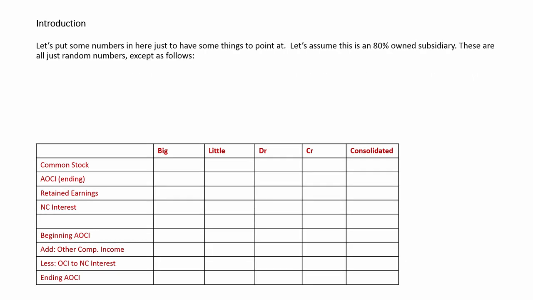Now let's go ahead and put some random numbers in here just to have some things to point at. Now let's assume this is an 80% owned subsidiary, and these are all going to be simply random numbers except as follows. First we have our common stock and our ending retained earnings, and I just chose those numbers at random.